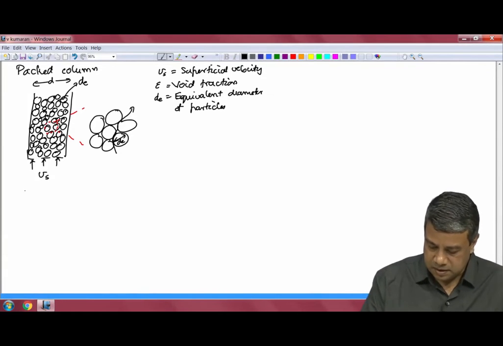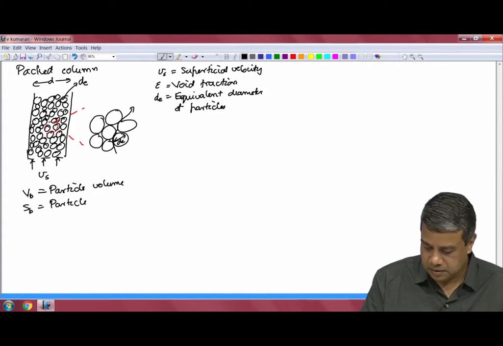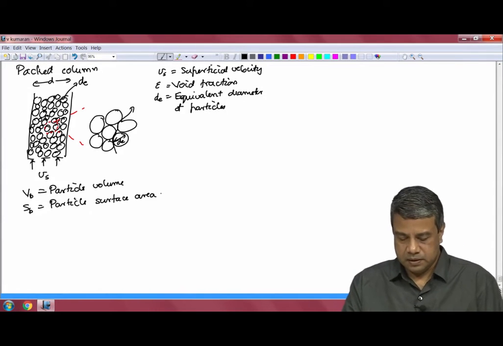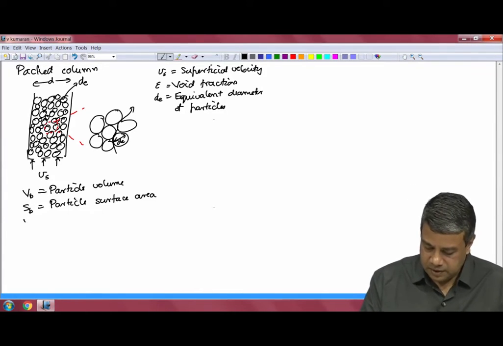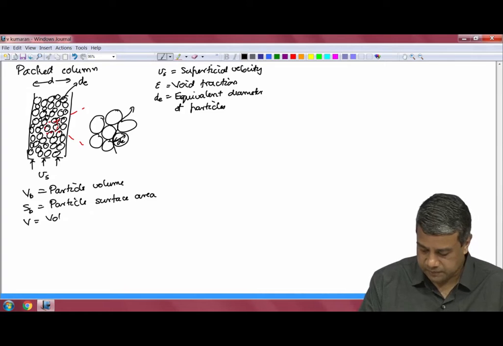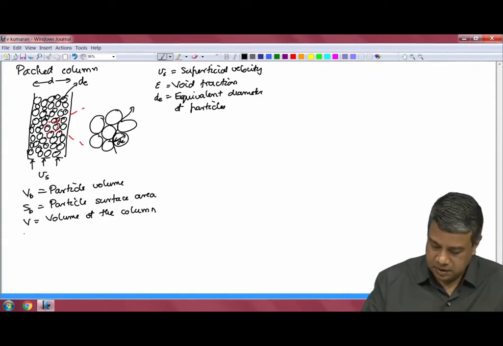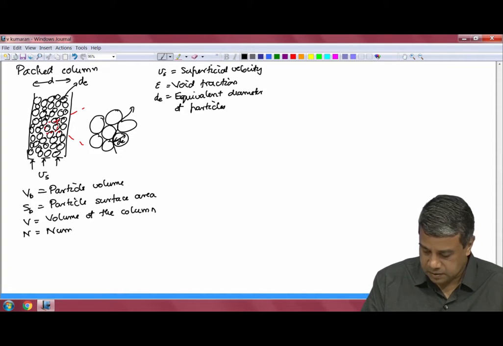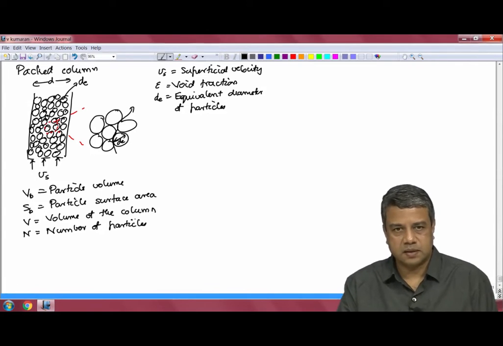So, I will denote Vp as the particle volume and Sp as the particle surface area, and V as the total volume of the packed column. And N as the number of particles.